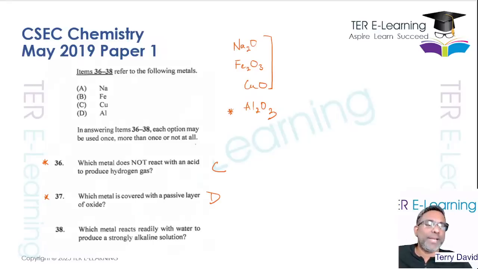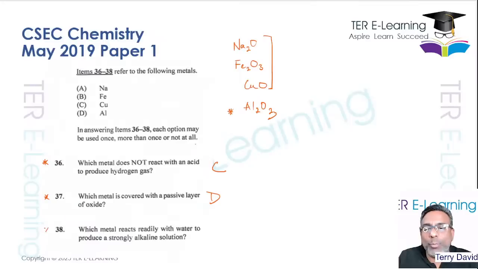Now passive, yeah, some people are asking what is passive. So we have what we call active and what we call passive. Whenever something is active, it will chemically react, and if something is passive, it's not going to react. So in this case here, when it comes to passive, we're going to say the aluminum oxide forms an oxide layer, right?